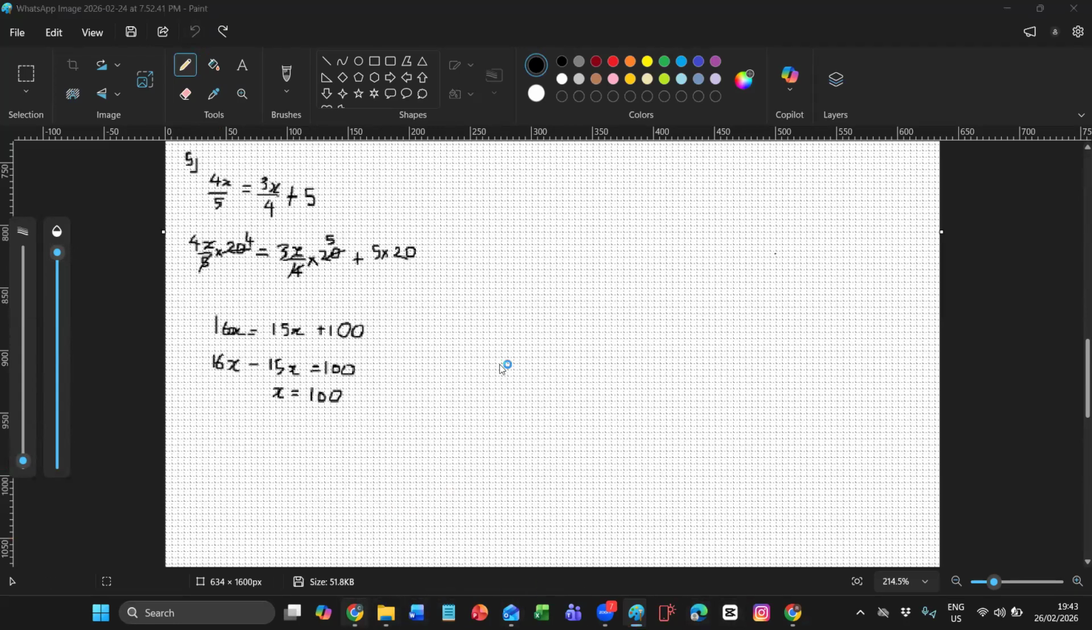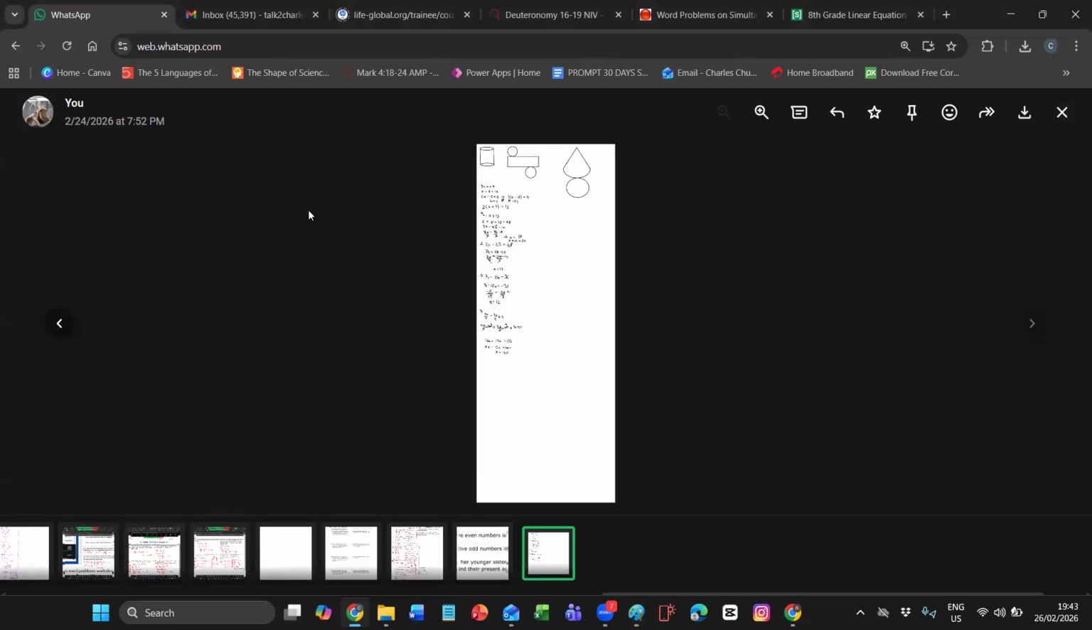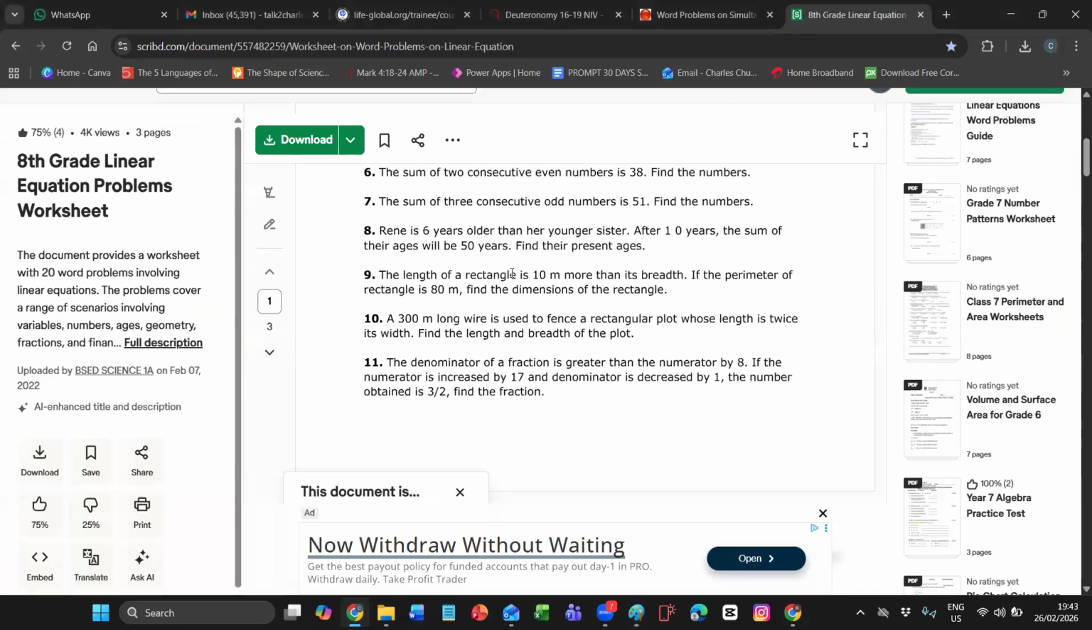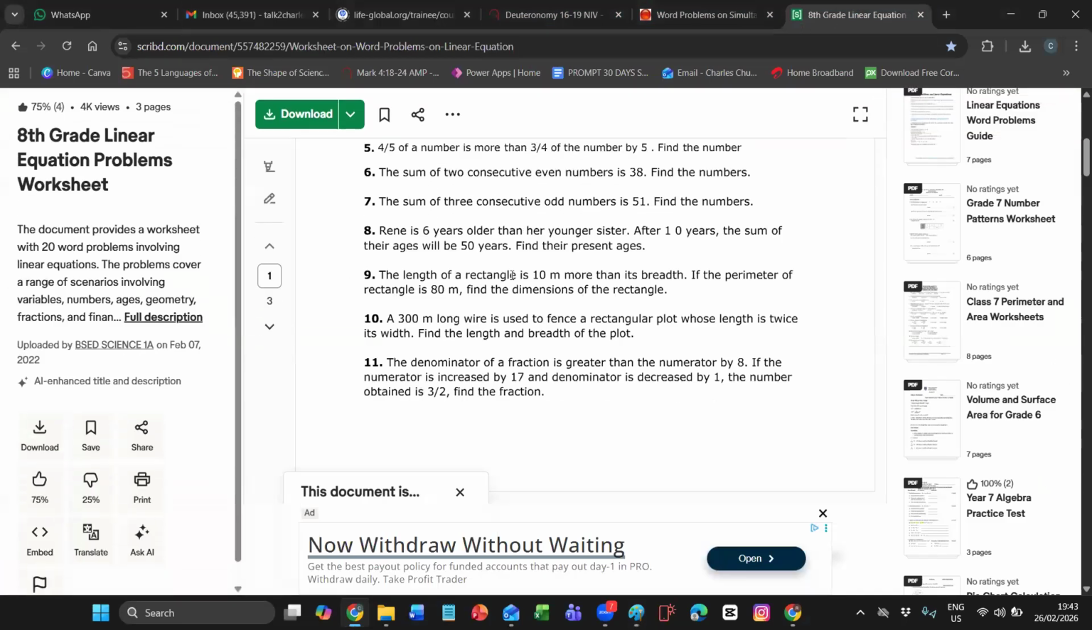Where was I? Sorry, I was looking at this. Yeah, and I went back to this. Okay, so they said the length is 10 meters more than its breadth.